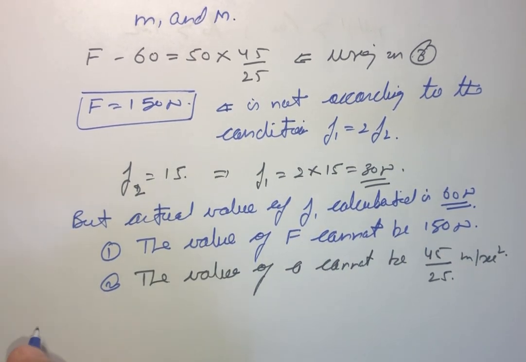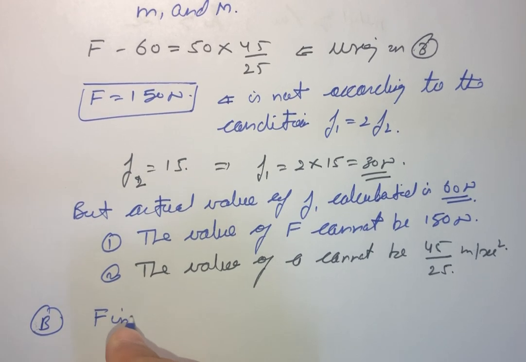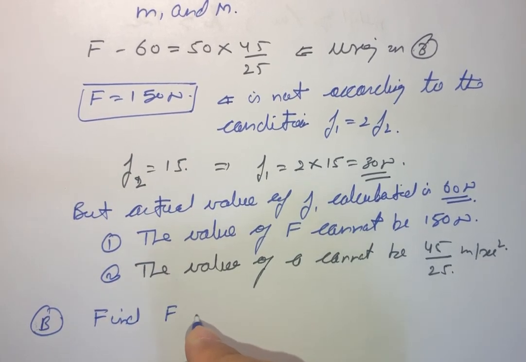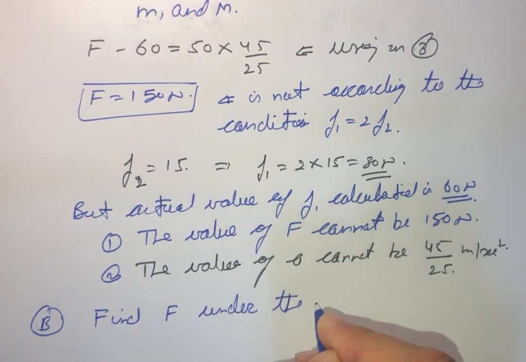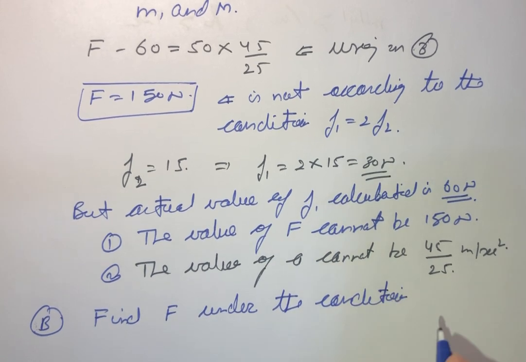So now let's focus on part B, which states: find F under the condition F1 equal to twice F2. Okay.